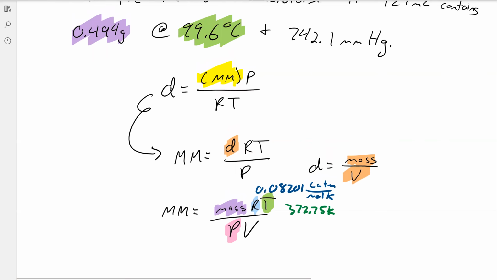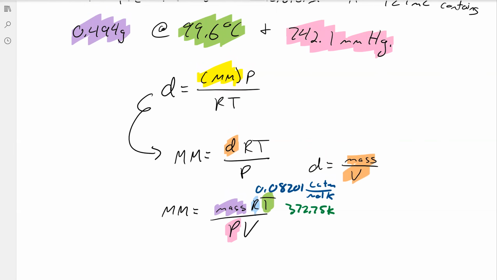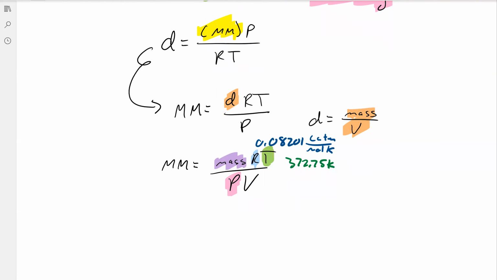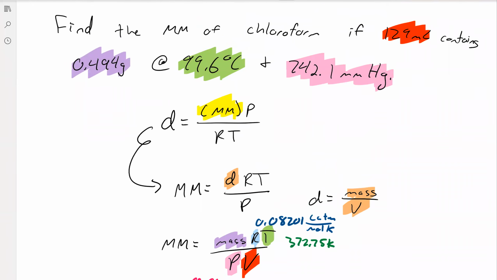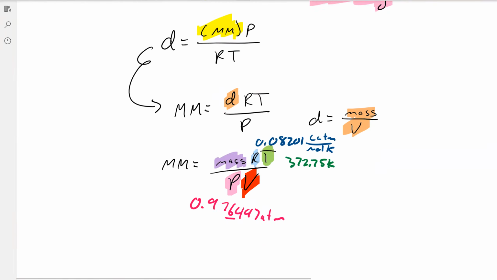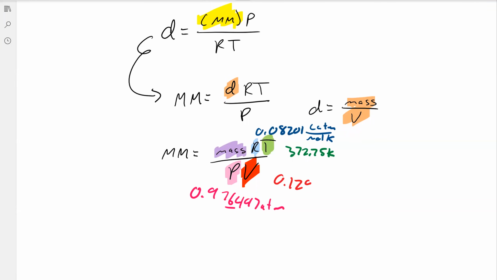For our pressure, we're told 741 millimeters of mercury. We know that every millimeter of mercury is equal to 1 torr, and that 760 torr is equal to 1 atmosphere. So what you'll end up with, if you do it correctly, which I hope I did, is 0.976447 atmospheres. Of course, check my work and shoot me an email if that's wrong. And then finally, what we need is the volume. We're given the volume of the container is 129 milliliters. Of course, we need to change that to liters, so we should end up with 0.129 liters.